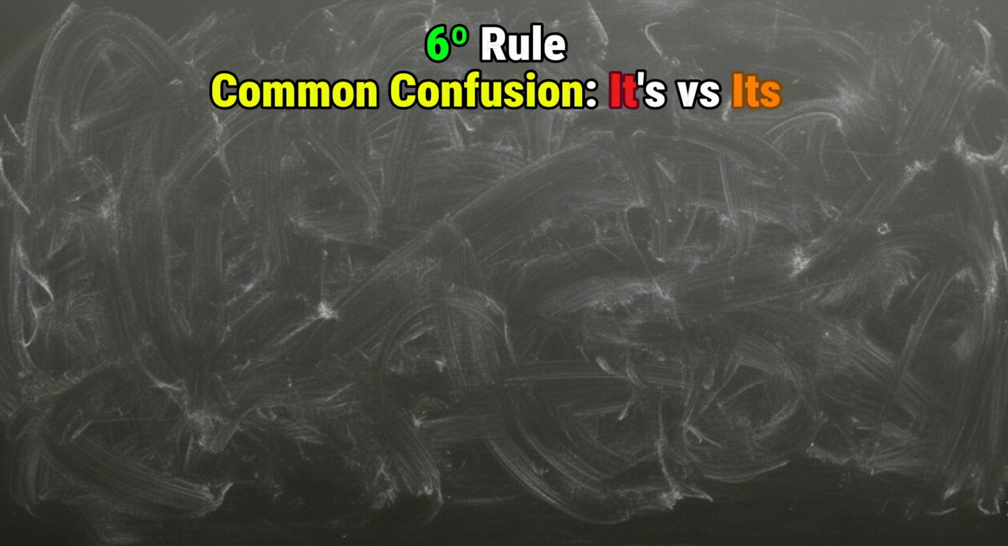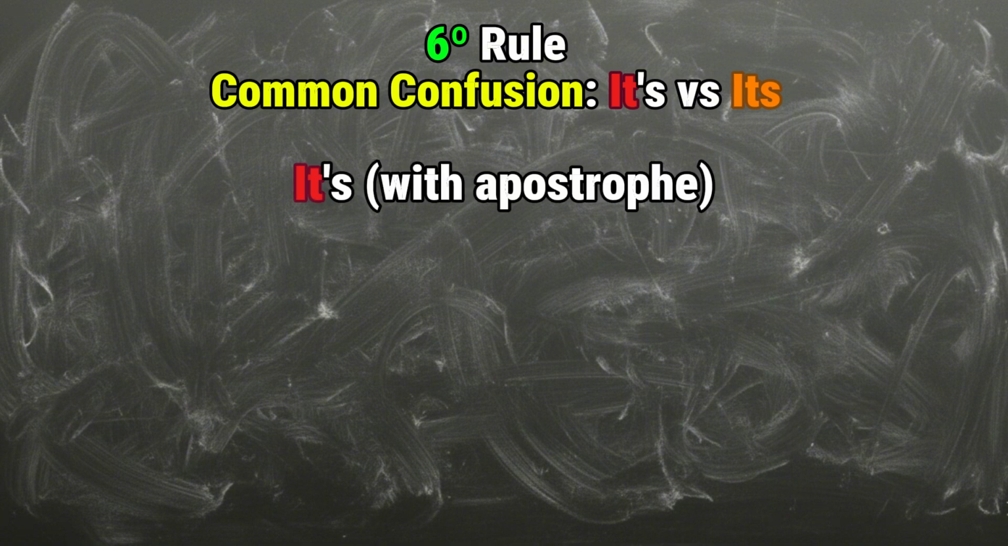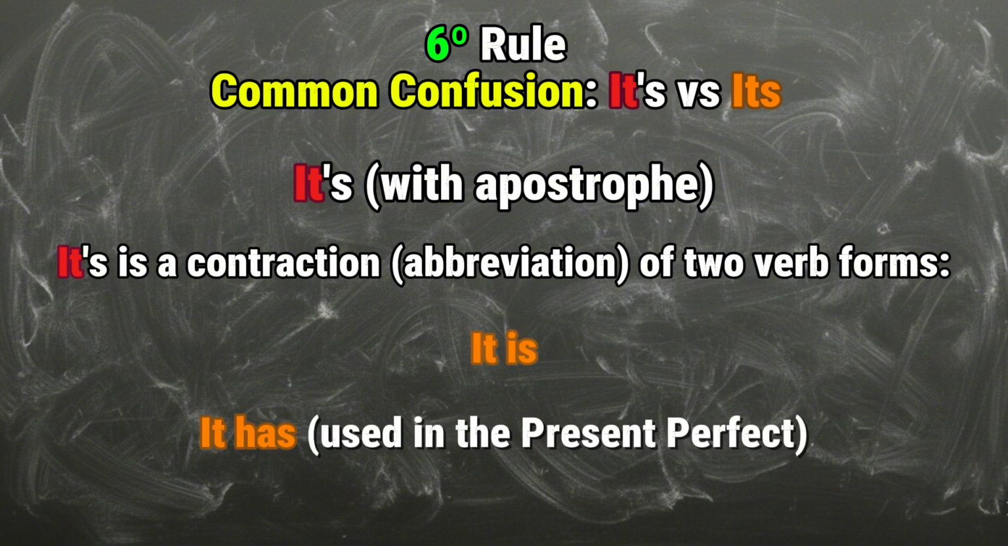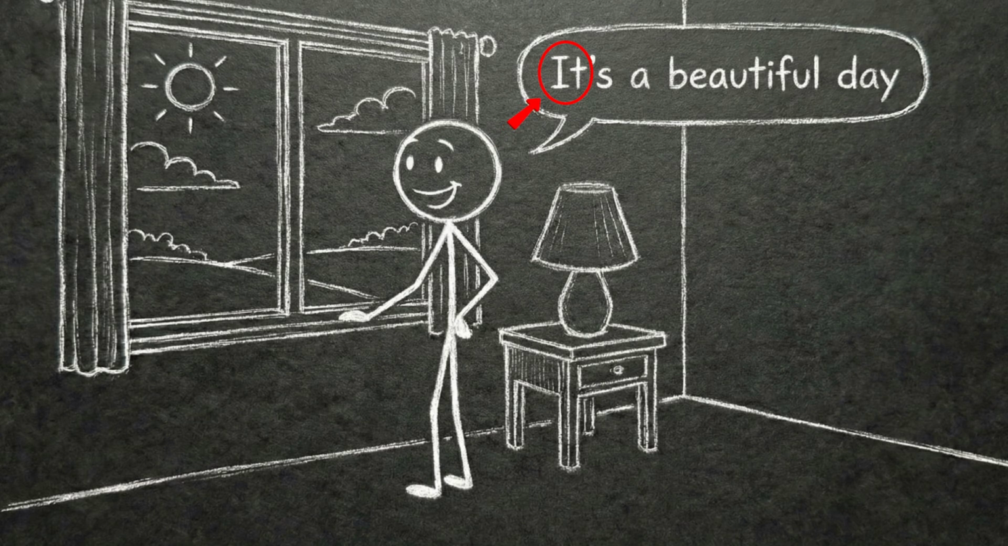Common confusion. It's versus its. This is a very common mistake. It's, with apostrophe, is a contraction, an abbreviation, of 2 verb forms: it is, and it has, used in the present perfect. Example: it's a beautiful day.